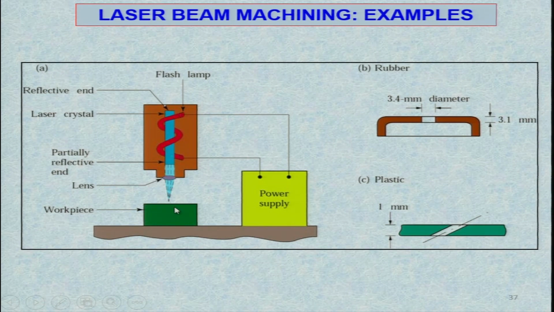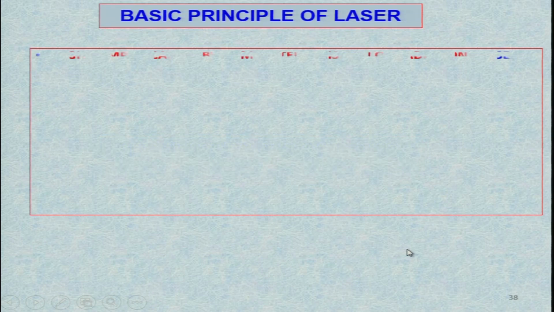Now, using this particular type of laser beam, you can see here, this is the macro cutting, not really micro cutting, but macro cutting is there, and you can see a 3.4 millimeter diameter hole has been cut, and this is the inclined hole that has been drilled in the 1 millimeter thick sheet. So, you can have different kinds of application of this particular process depending upon requirement.